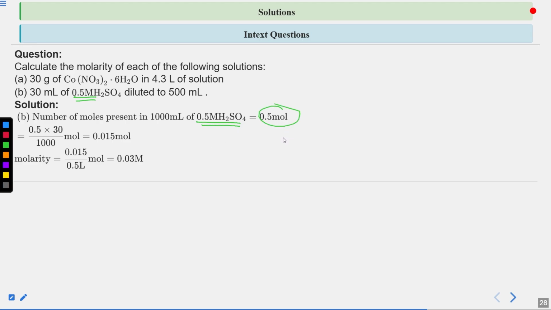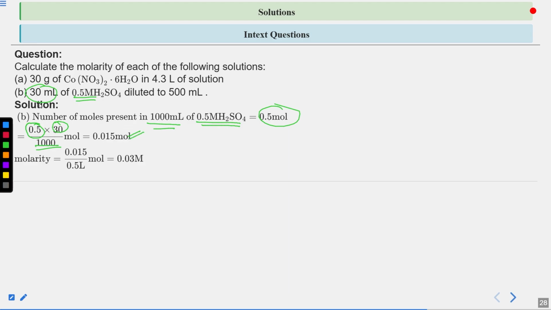Further, how can we calculate moles? Your formula is molarity equals number of moles by volume, so number of moles is equal to molarity into volume. This is your molarity 0.5, and for the volume, since we have it in ml, we are converting it into liter. So 30 ml by 1000. See, it is written 30 ml, so we are converting it into liter. This will give you the number of moles.